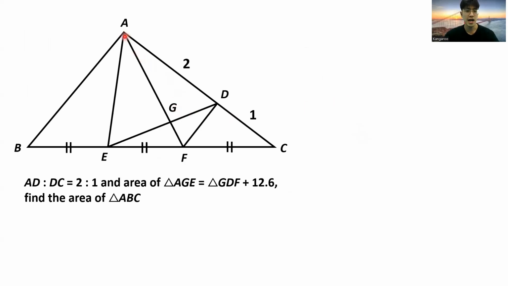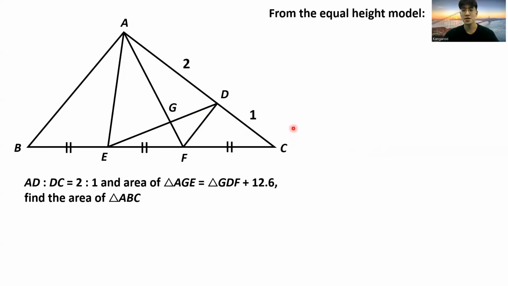We have this huge triangle ABC. And given that AD to DC is 2 to 1, and the area of AGE is 12.6 more than the area GDF, can you find the total area of this triangle ABC? Well, since I've given all the ratio of the base of this triangle, it is quite obvious that we are going to use the equal height model.